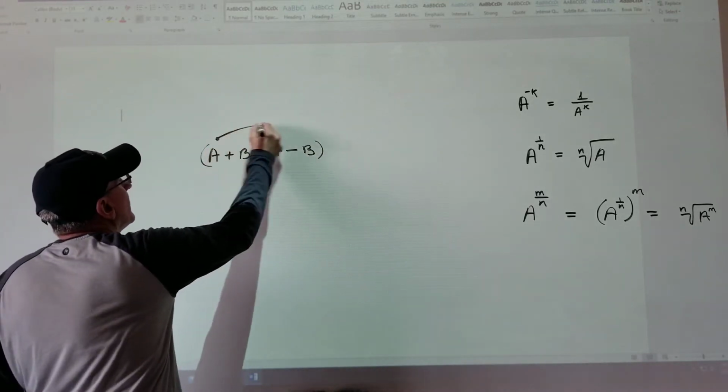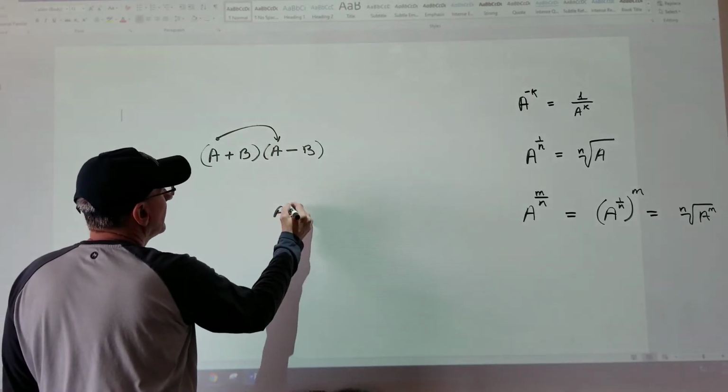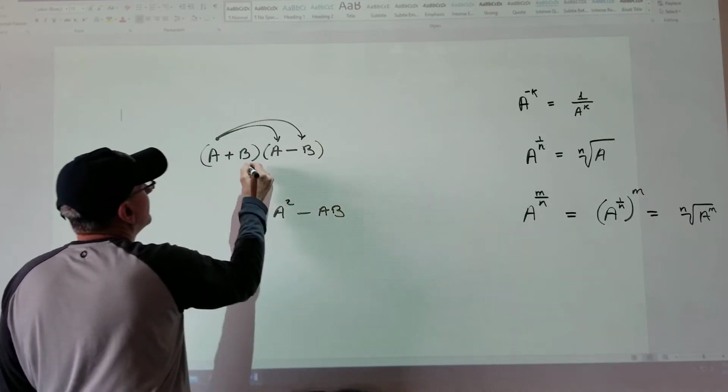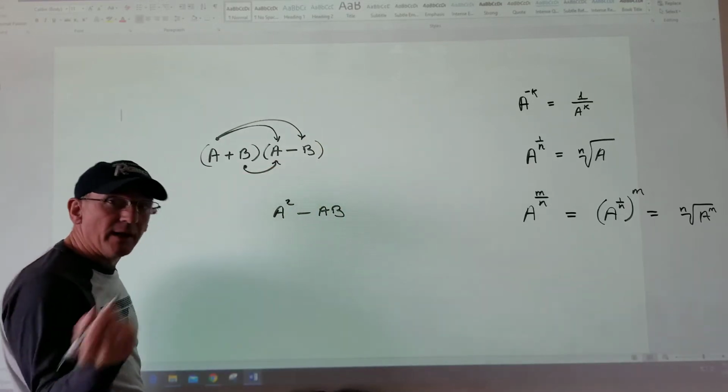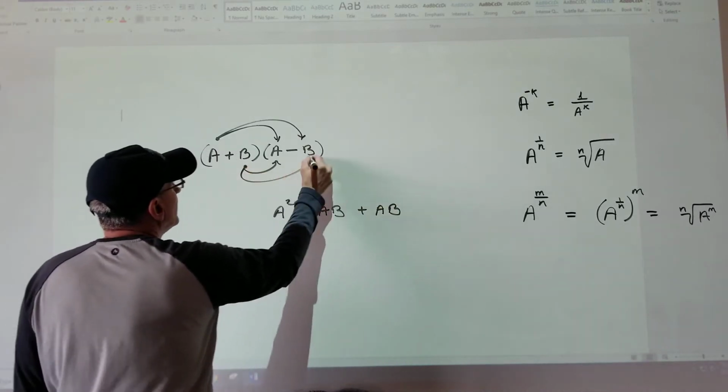You will have to go and carry this out, and if you know a shortcut, you can make it go faster. That's all I'm saying. A times a is a squared. A times b is ab. B times a is ba, but you could also write that ab. And finally, b times b is b squared.